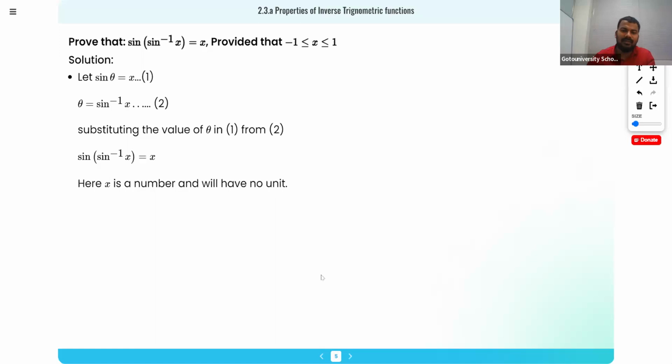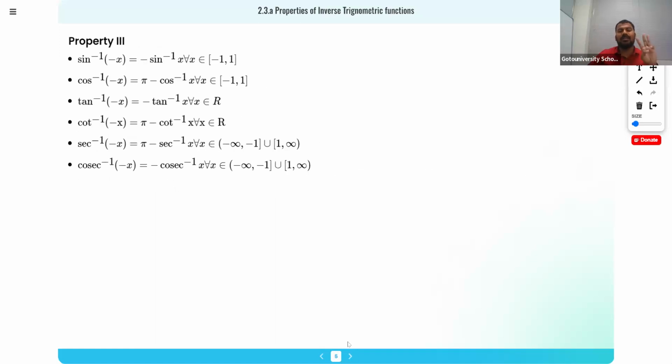So isn't it simple here? Let's move on with property number 3. Till now we have gone with sine of sine inverse x, and that's the same pattern for all other trigonometric ratios. Next, we have also seen sine inverse of sine x and all the trigonometric ratios. Now, sine inverse of negative x.